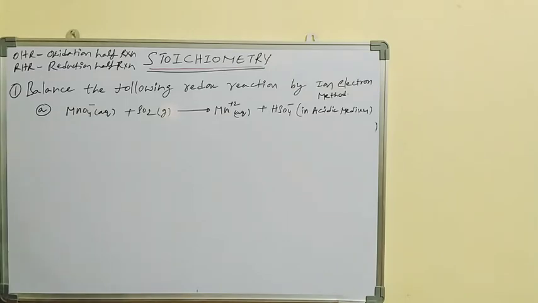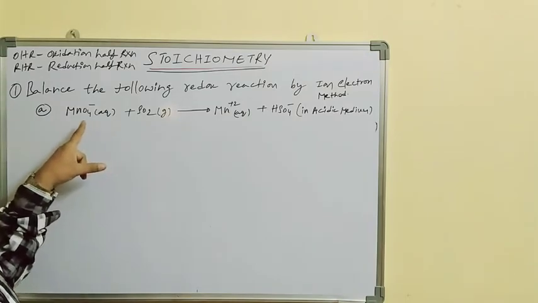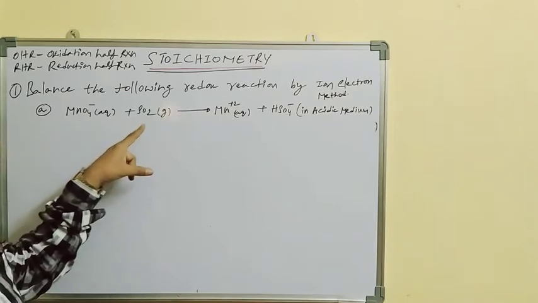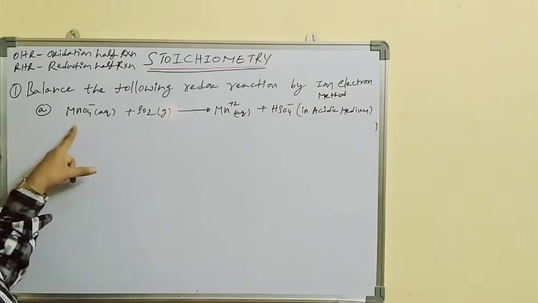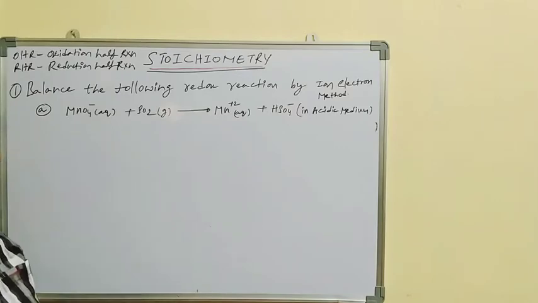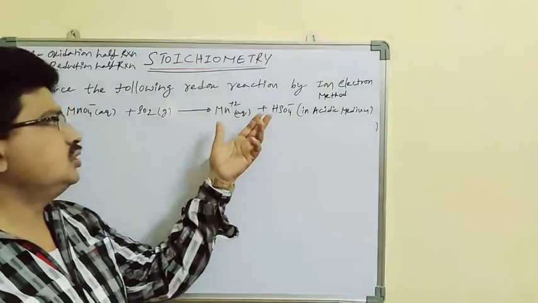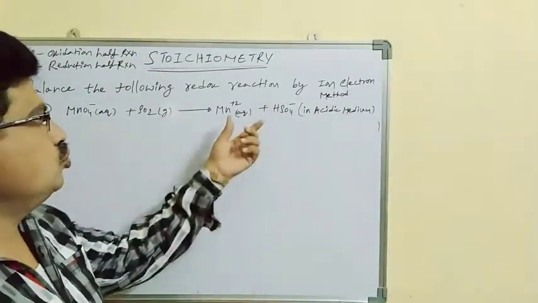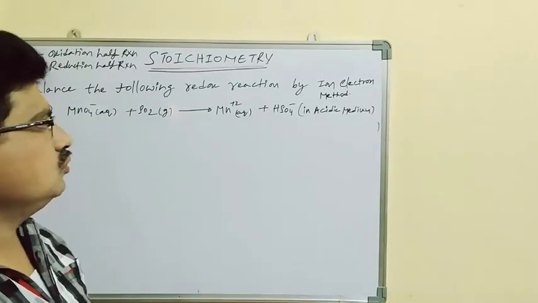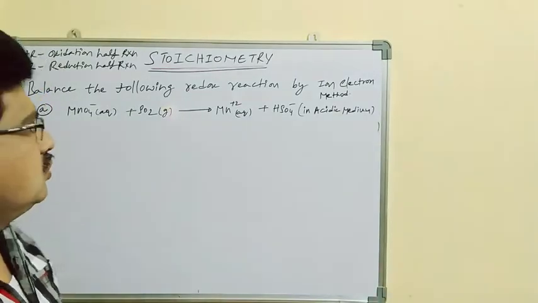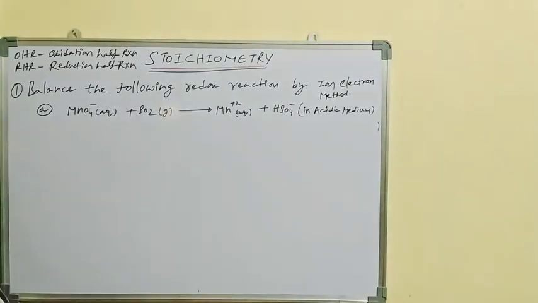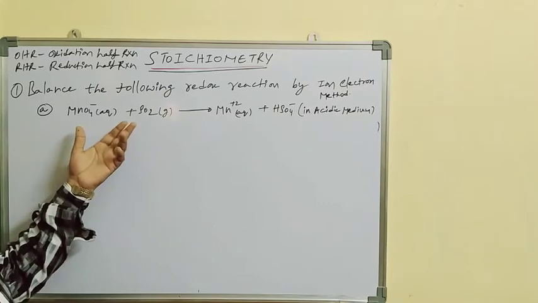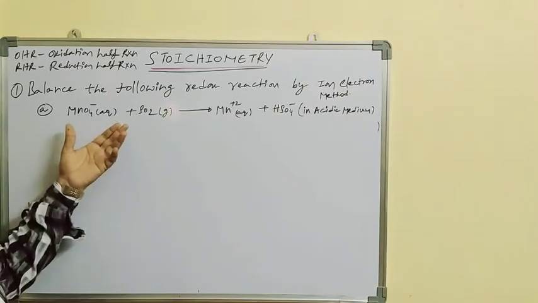So here in the given reaction, this is one compound, this is another compound. We have two compounds on the reactant side, and on the product side we also have two more compounds. So in total we have four compounds. First we have to calculate oxidation numbers, on the reactant side and the product side.